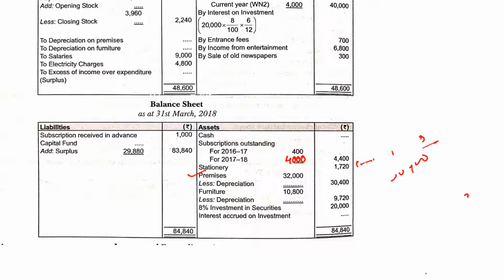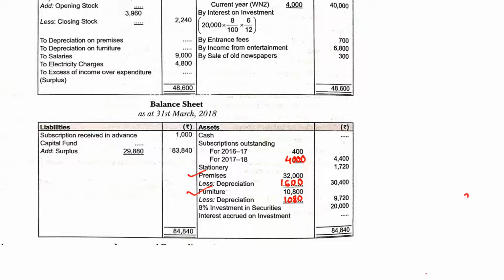So you write 1600. Next, furniture, 10,800 is there. Less depreciation is there, but the answer amount is 9720. So what is the depreciation? 1080. Okay.